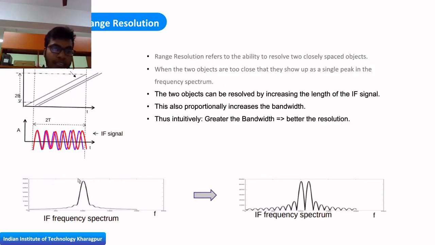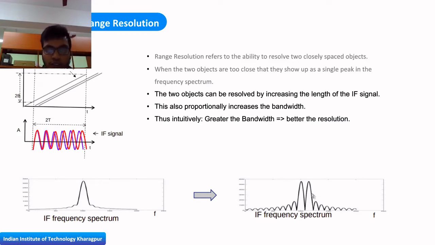But what if I increase this observation window? As I can see here, the two time domain plots can be easily distinguished, and the corresponding Fourier transform can easily distinguish these two objects, right. If I increase the time window, then my bandwidth also increases. So intuitively, the greater the bandwidth, the better the resolution.